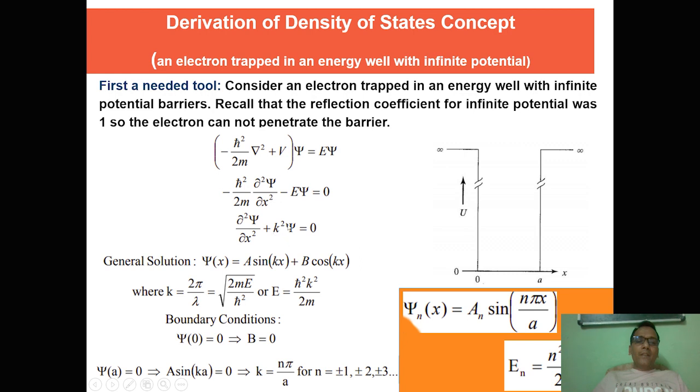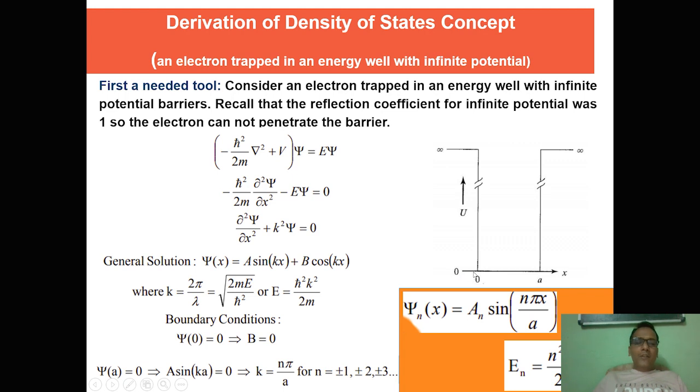By putting k in place of the energy and 2m by h cross square term, we can rewrite this relation like this. The solution of this equation is generalized as psi x is equal to A sin kx plus B cos kx, where k is 2 pi by lambda, and k is also written as square root of 2mE by h cross square, or in terms of E we can write E is equal to h cross square k square by 2m. So this is a simple calculation.